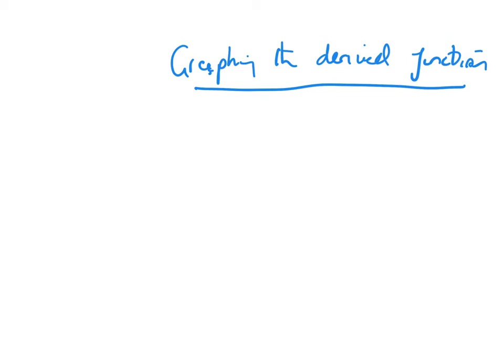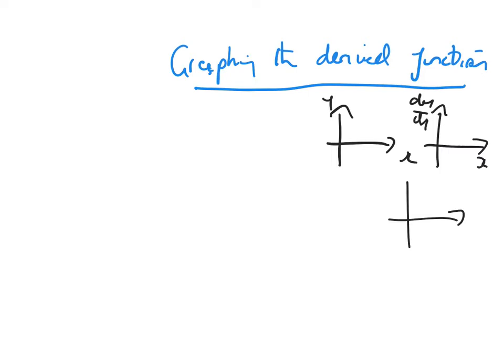Okay, the next thing we're going to look at is graphing the derived function. So that means instead of drawing a function that's x coordinates versus y coordinates, it's now going to be looking at a function which is x coordinates versus the gradient, which can be written as dy by dx, or in function notation, f dash x.